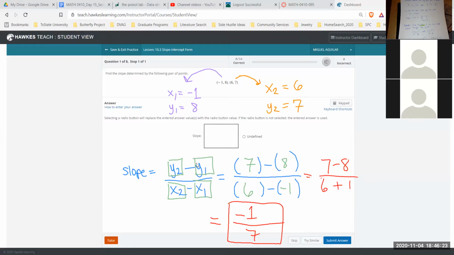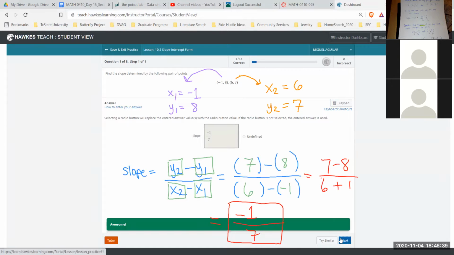Does anybody have any questions about that part? Or about this question? So then I'll go ahead and type this into Hawks, -1 over 7, and we should be good. Okay, so when you're given 2 points, you want to just use the slope formula to find the slope.